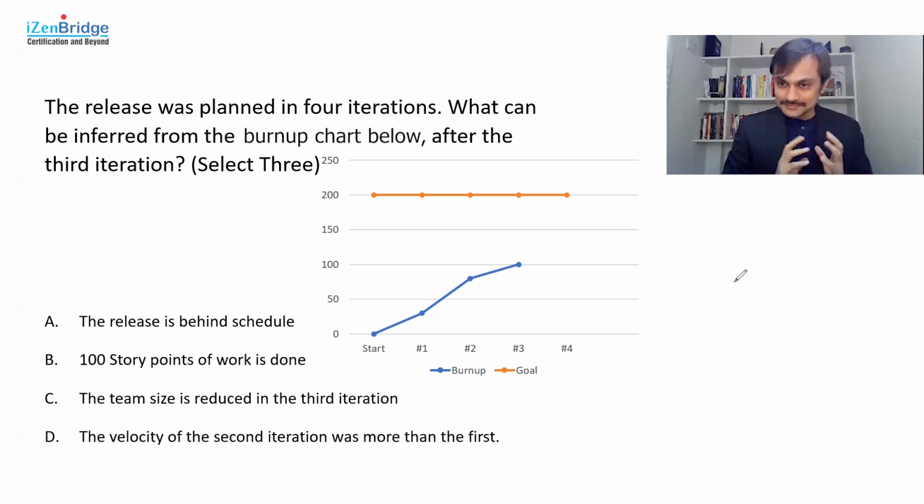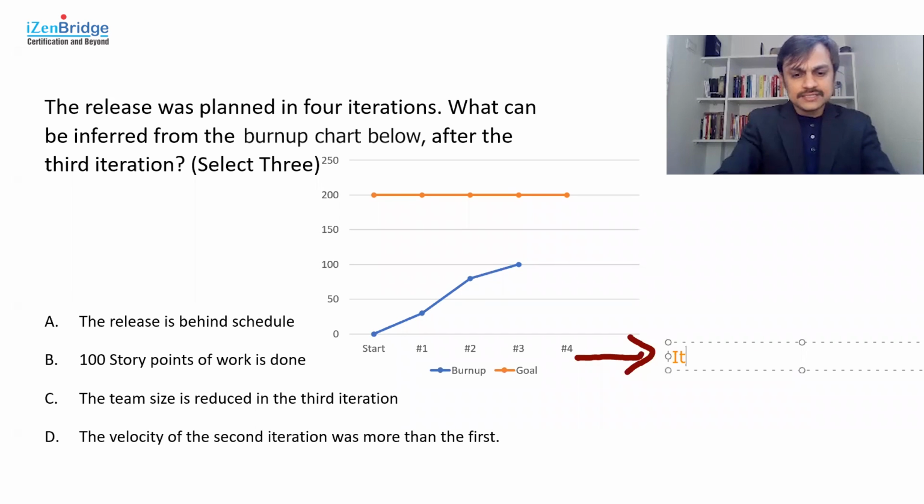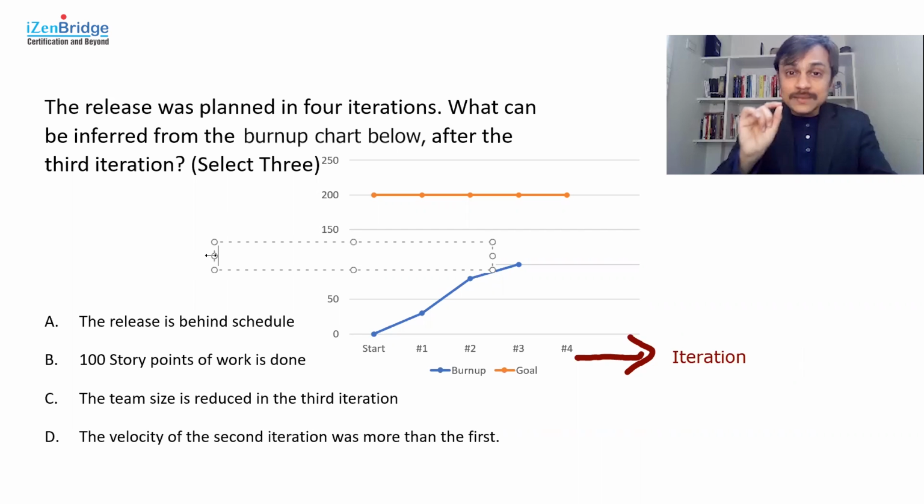Okay, so let's go to a diagnosis of this particular chart again. What are the x-axis, y-axis, and two lines? This much we need to find out before we can make any interpretation of this chart. So the burn-up chart here, again, we have iterations. We know that this is iteration 1 and iteration 2, and since it is meant for the release, I can say that this part is iteration. And this part is a burn up chart.